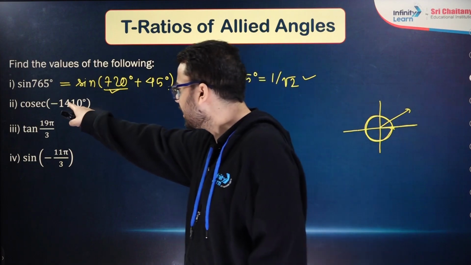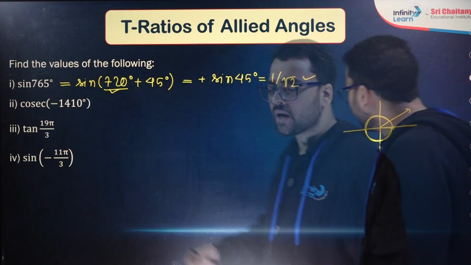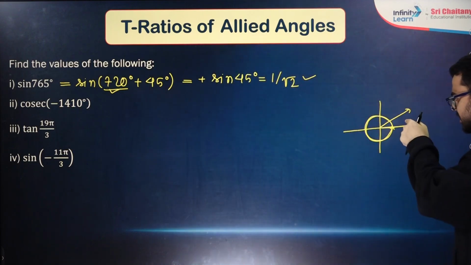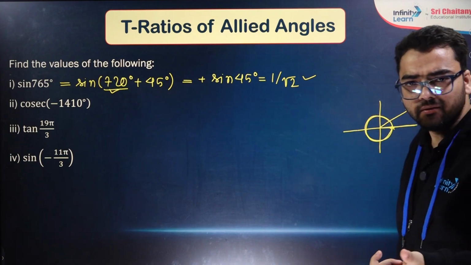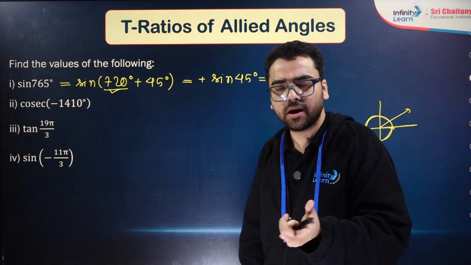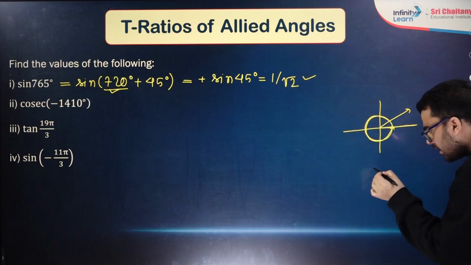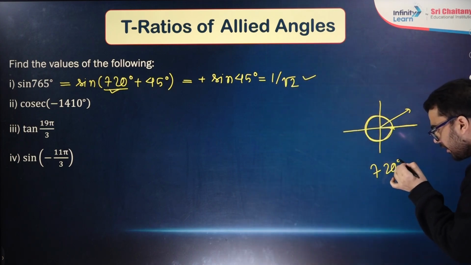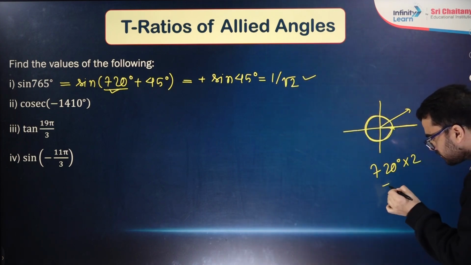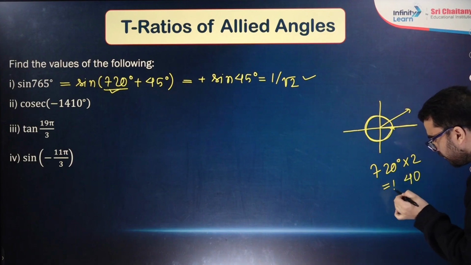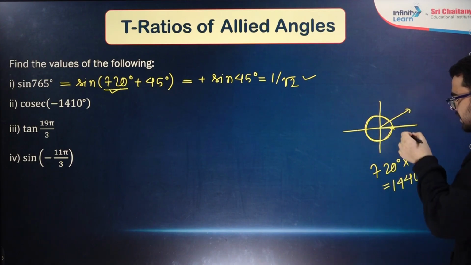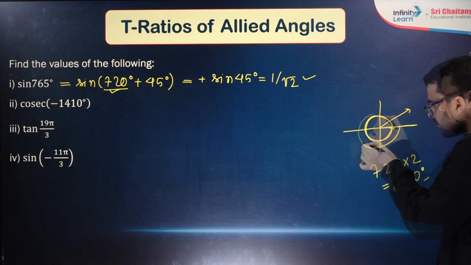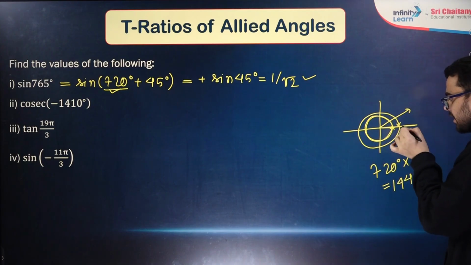Now what about negative angle? How will you think like that? See, if you go in the clockwise direction, that's negative angle. When you go in the anti-clockwise direction, that's positive angle. What's the big deal in that? It's not a big deal, right? Now you see 720 into 2 is what? 1440. Now you see over here, if you start with this and you go clockwise, this is minus 360, right?